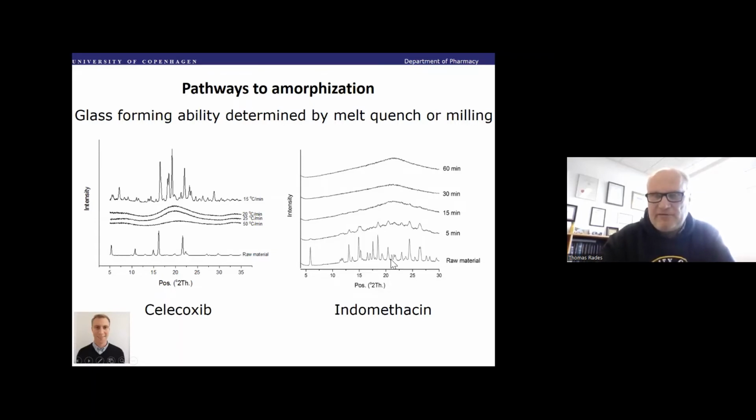In the milling, it works like this. We're milling the sample, and then we take the sample out after some time and determine if there is still residual crystallinity, and we can determine something like a minimum milling time for the drug. So it's a very simple DSC or milling-based way that we can determine the propensity of a drug to turn amorphous via the thermodynamic path or via the kinetic path.